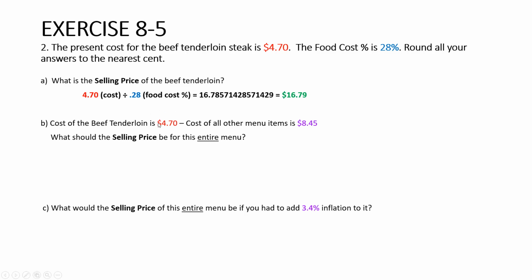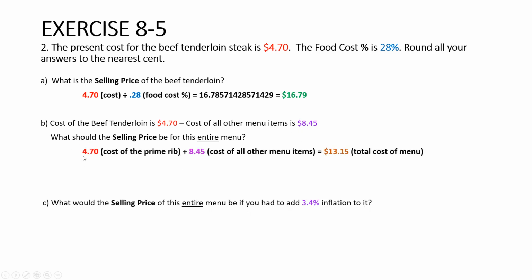Well, we've been given the cost of the beef tenderloin, $4.70, and here they're telling us the cost of everything else on that menu, except for the beef tenderloin, is $8.45. So let's add up the cost of the beef tenderloin, and we're going to add the cost of everything else in the menu. We get a total menu cost of $13.15. Now it's easy. We divide the cost by the food cost percent. $13.15, or the total cost of the menu, divided by our 28% food cost. And once it's rounded to the nearest penny, we get $46.96.